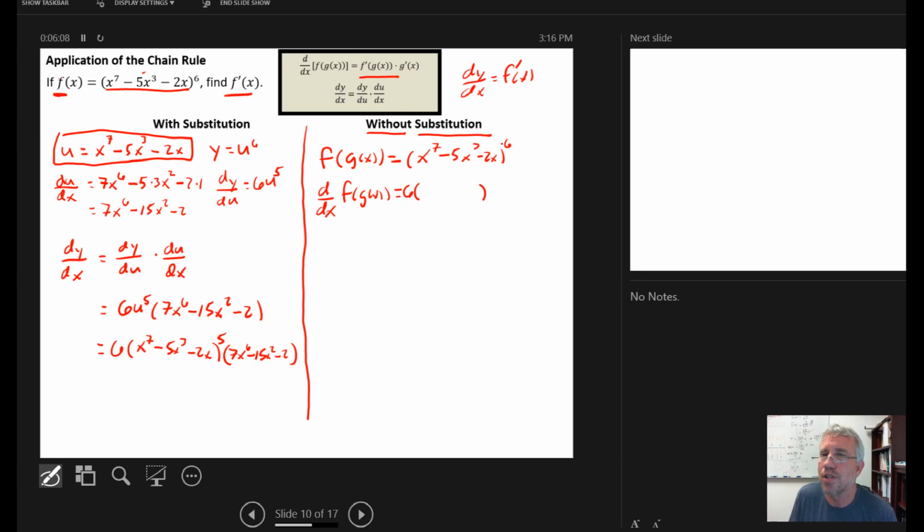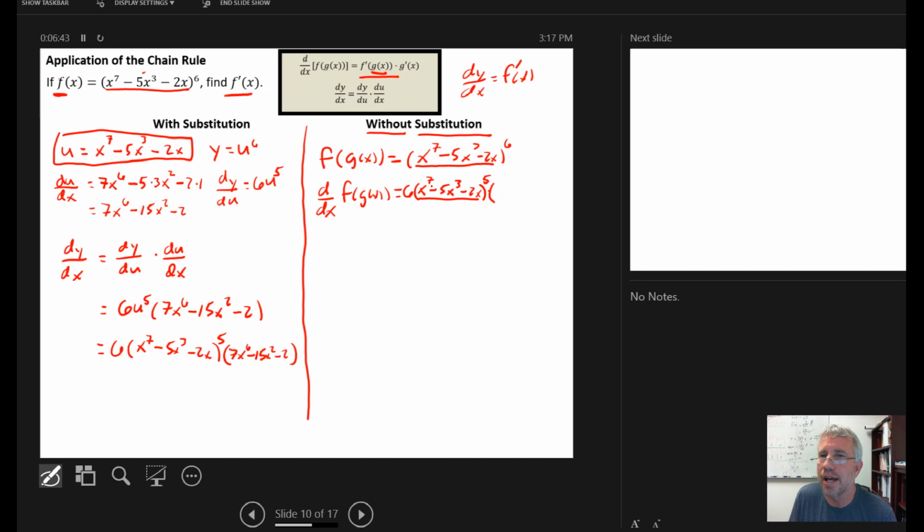So that's going to be by the general power rule, bring the 6 down into the coefficient position and reduce the exponent by 1. So f prime of g of x. So this is the g of x function inside of here. So x to the 7th minus 5x cubed minus 2x. There's the f prime of g of x times multiplied by the derivative of the inside function. So now you have to take that inside function and you multiply by its derivative.